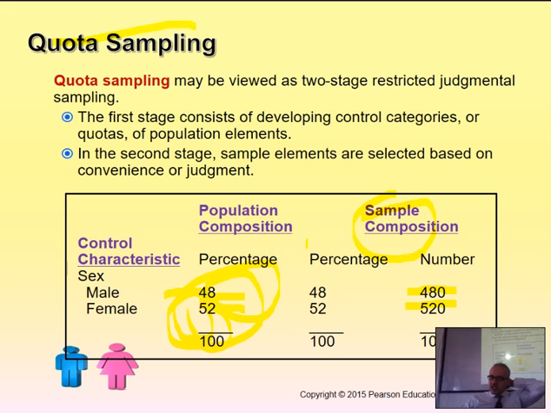So the first stage consists of developing control categories of population elements. The control category is like gender, male or female. In the second stage, the sample elements are selected based on convenience or judgment. Are you guys okay with this? If you're lost, raise your hand.